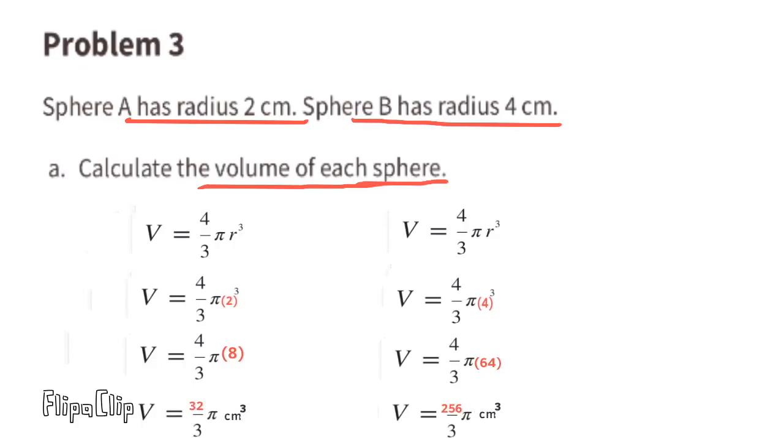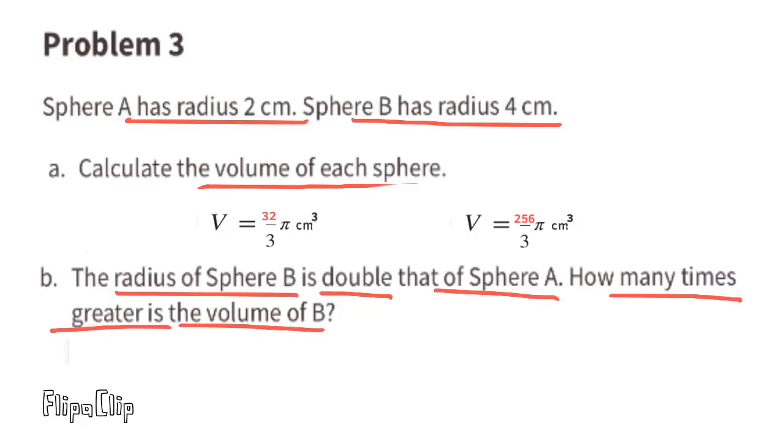The volume for sphere A is 32 over 3 times pi centimeters cubed, and the volume for sphere B is 256 over 3 times pi centimeters cubed. B. The radius of sphere B is double that of sphere A. How many times greater is the volume of sphere B?